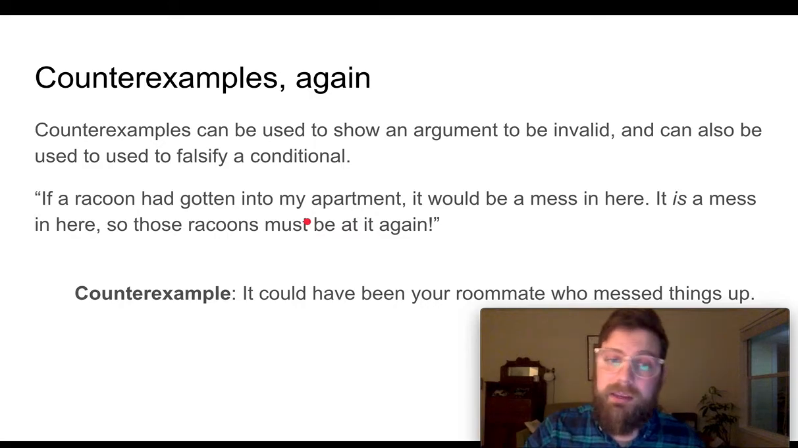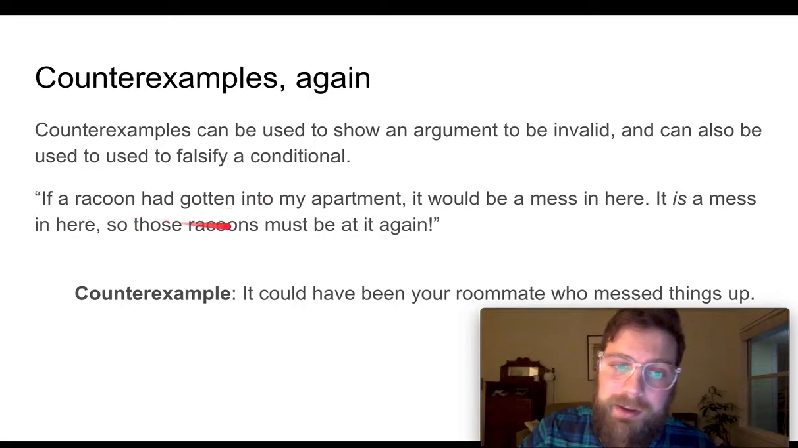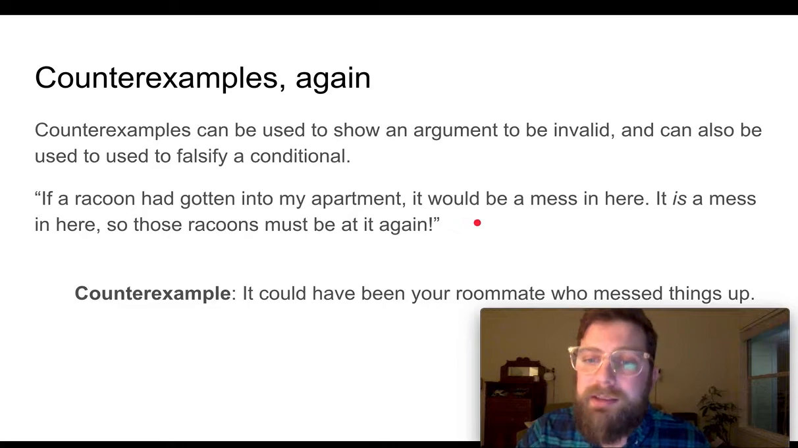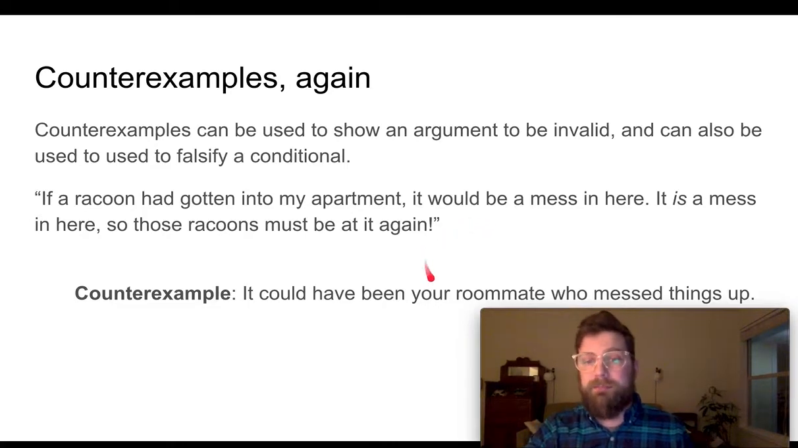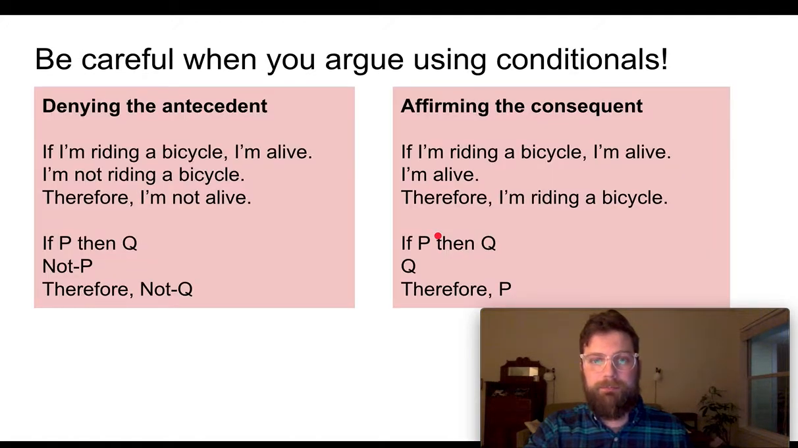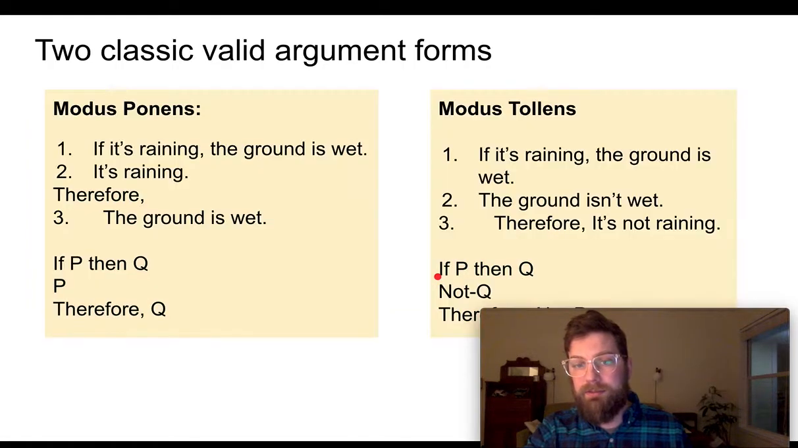So you can imagine somebody making an argument like this. If a raccoon had gotten into my apartment, it would be a mess in here. It is a mess in here, so those raccoons must be at it again. So if we actually take a look at this, we're saying, look, if raccoons are in the apartment, it's a mess, therefore raccoons. So that argument actually takes the form of affirming the consequent, right? If raccoons had gotten in, it would be a mess. It is a mess, therefore it was raccoons.